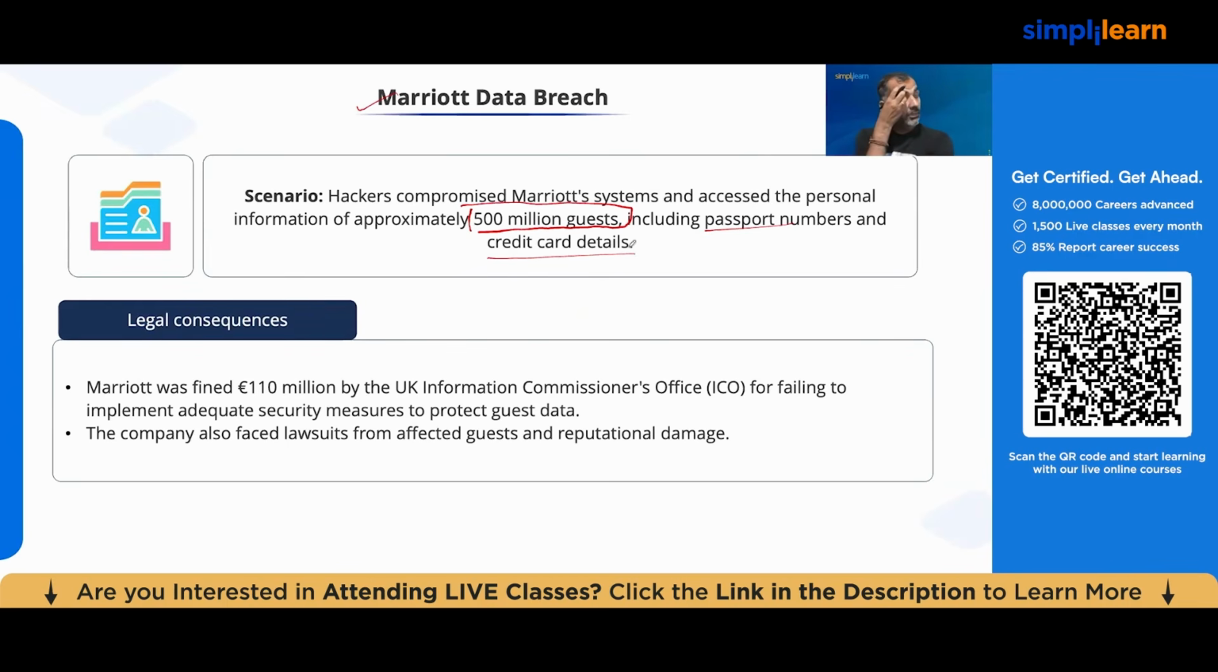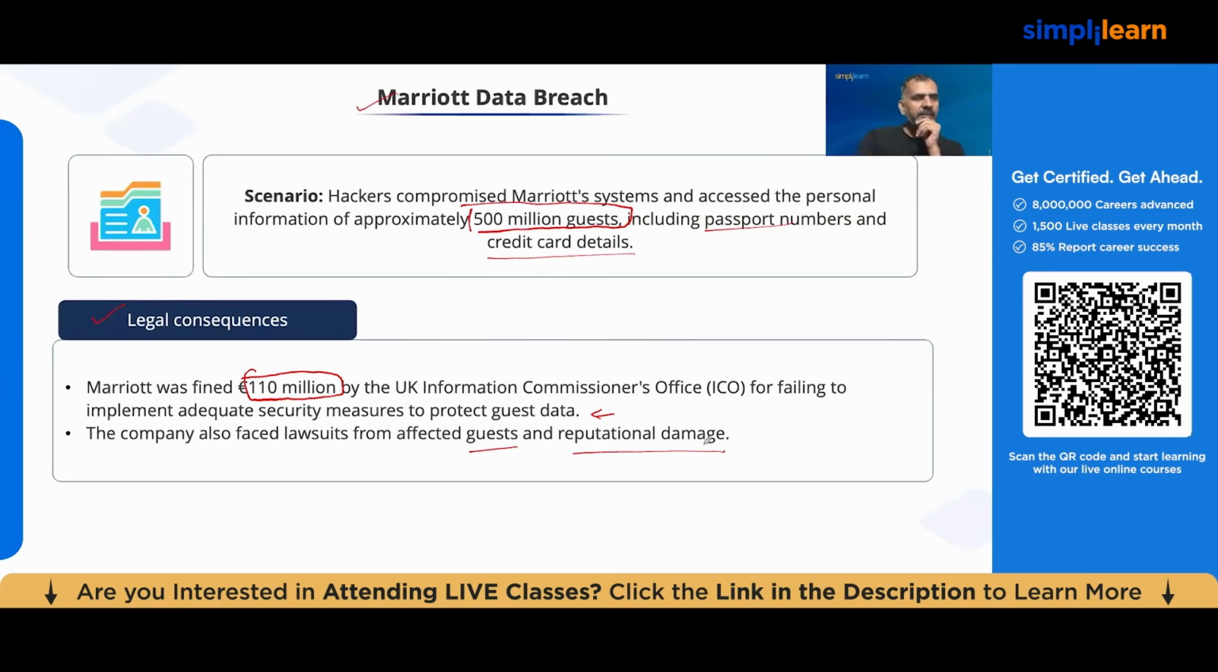So that happened, and with respect to that, there were again some legal consequences faced by Marriott. Marriott was fined around 110 million euros. This was imposed by the UK Information Commissioner's Office (ICO) for failing to implement adequate security measures to protect guest data. Basically, you can say that a private data breach happened. The company also faced a lawsuit from affected guests, and reputational damage was there. So you can take these examples as case studies where we have seen big data breaches and misuse of personal data, and then legal consequences faced by these organizations.